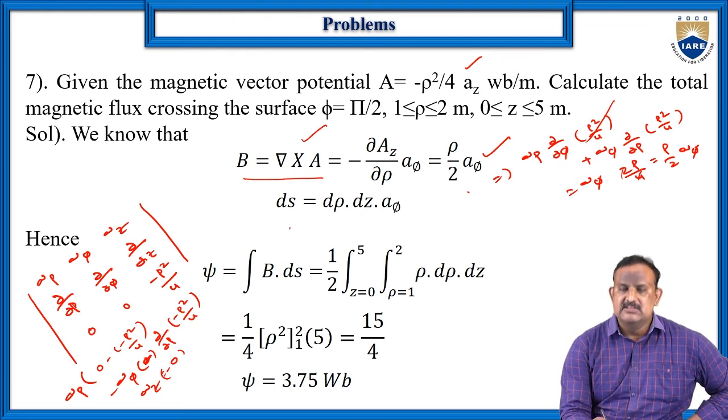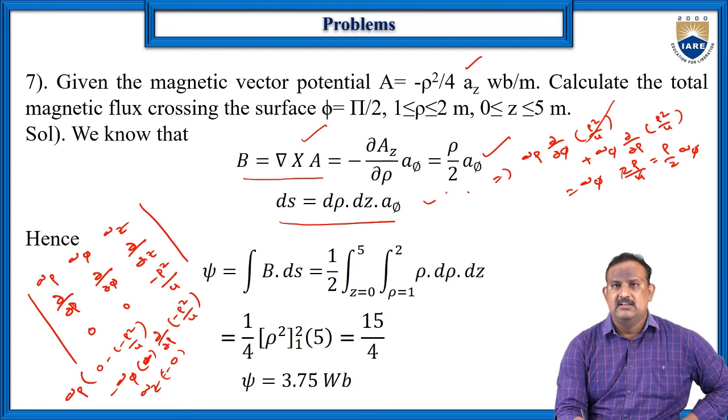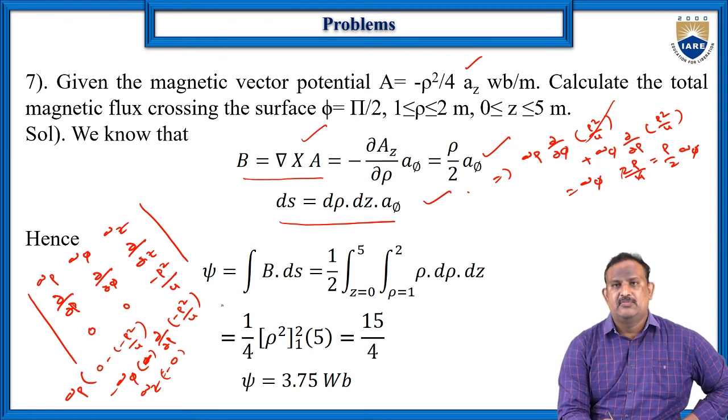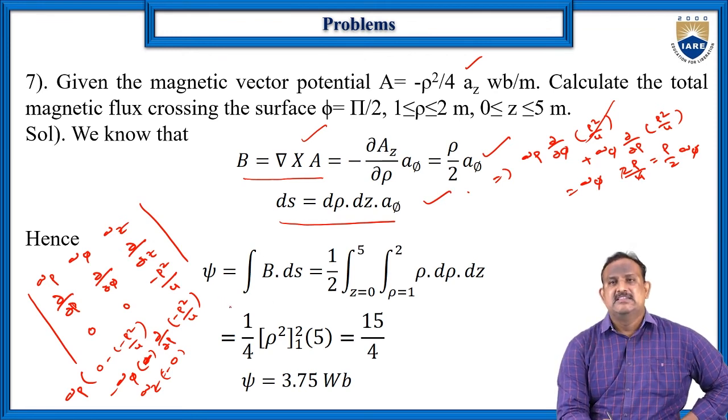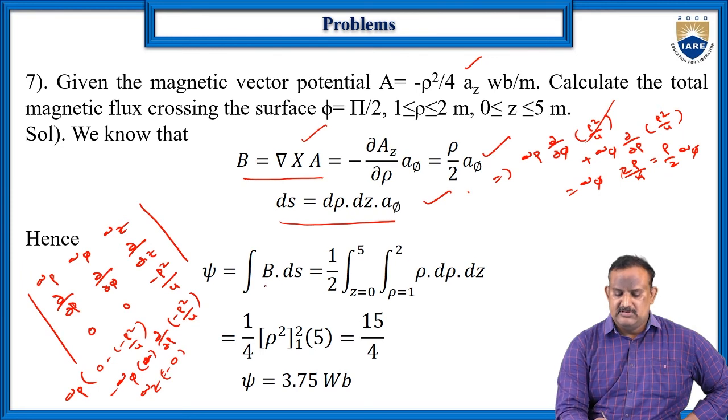Now let us assume, in the cylindrical coordinate system, ds equal to d rho dz A phi. Now if you substitute all these values, then we can find out the flux. We have the formula, flux psi is equal to integral B into ds. Here in place of B, we substitute rho by 2 into A phi.